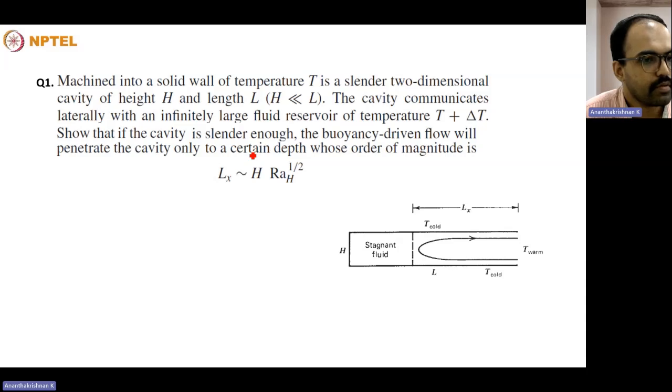Look into the first problem. This is an internal natural convection problem. Look into it, and I'll also try to solve it within a couple of minutes.